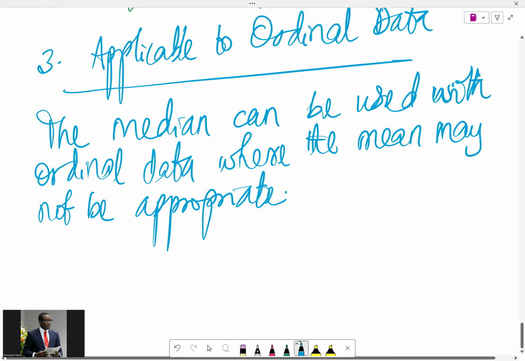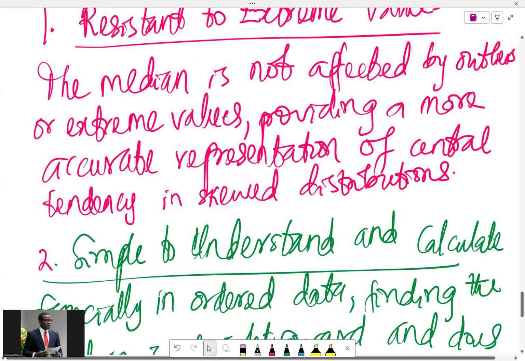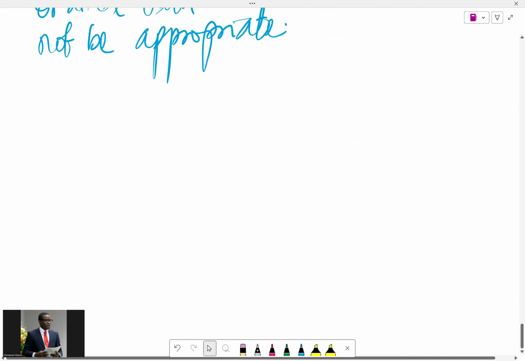For instance, in a race, you have first, second, third. While you may not be able to compute the mean, you can simply take the median, because if you have first, second, third, the median is simply the second. If you have first to fifth, the median would be the third. You cannot find the mean for ordinal data, but you can find the median because it is found by just arranging what you have and taking the center value. So that's one advantage it has over the mean.